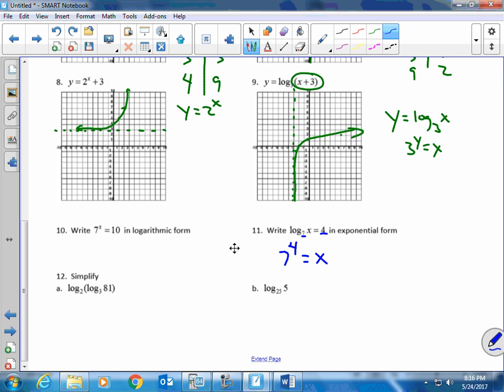Okay, let's go backwards. The answer to the logarithm is the exponent. So I know the x is out here. The base of the exponential is the base of my logarithm. And what am I taking the log of? 10.